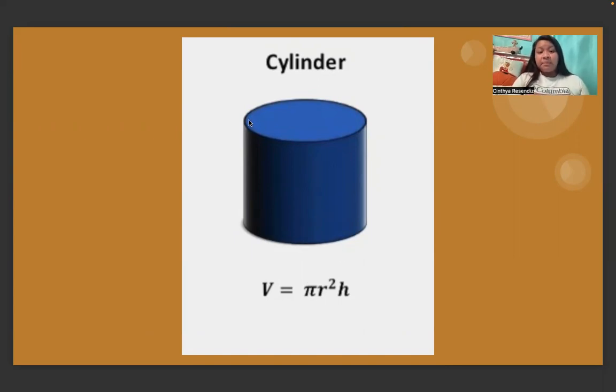Across the circle of the cylinder is the diameter, but using our prior knowledge, we know that the radius is half of the diameter. And then the h is the height. So this is the height.